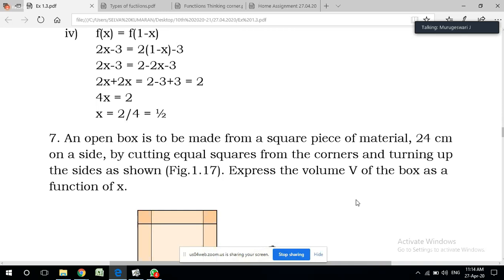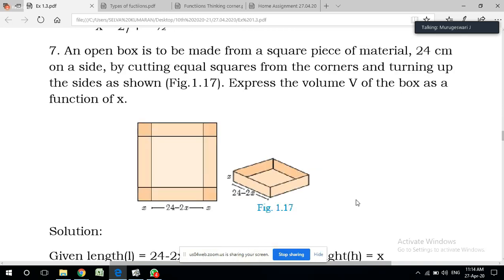Next seventh one, an open box is to be made from a square piece of material. First figure, one square piece is there. Using that square piece we make a box. That square piece side is 24 centimeter, because square means all the sides are equal. So 24 centimeter on a side.